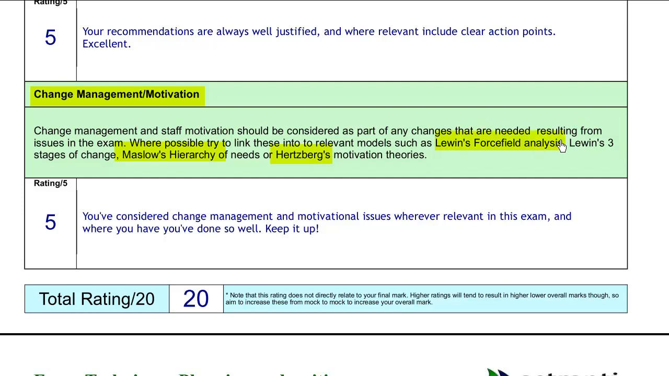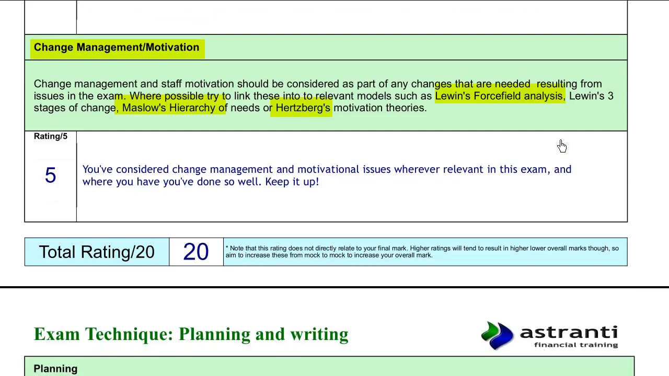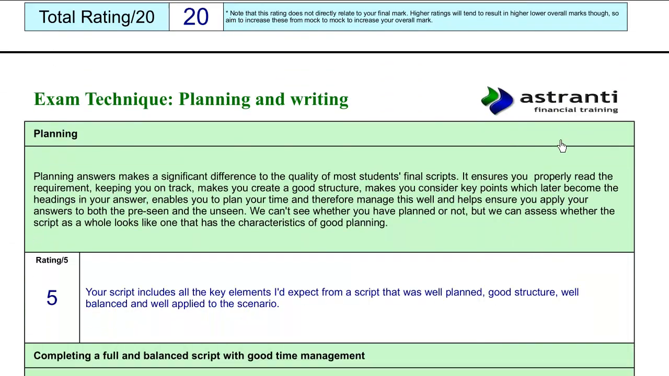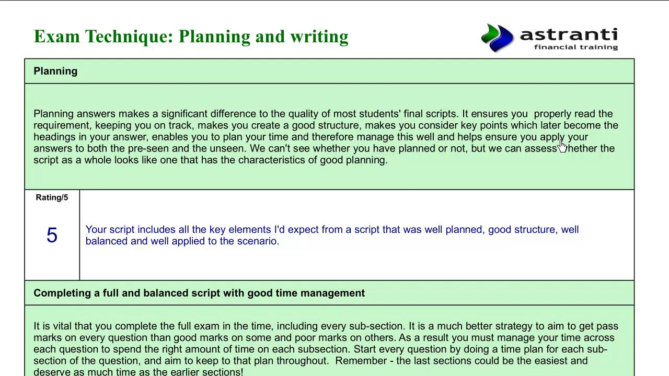You don't have to, but they can be useful models to help support any motivation issues. So have you considered the effects on staff motivation and how we make the change actually happen? Okay, finally, but actually potentially, the one that's got the most points of rating on is planning and technique.